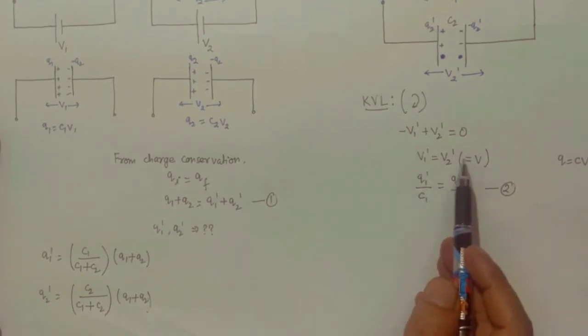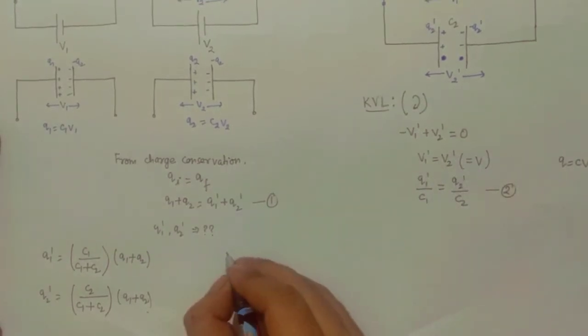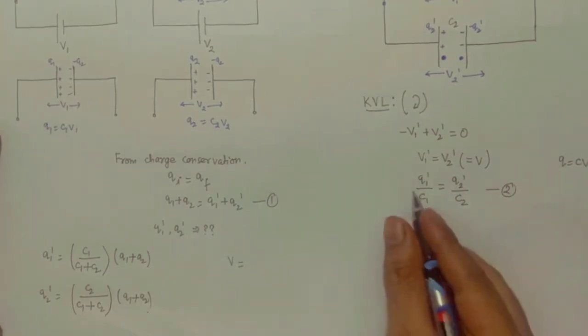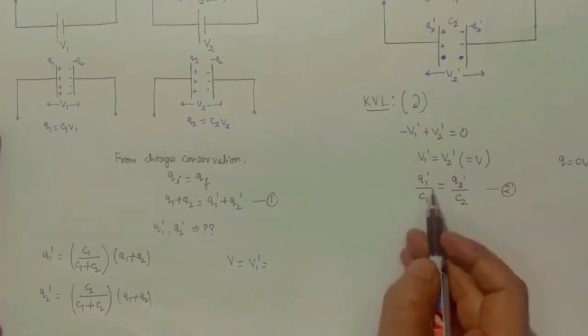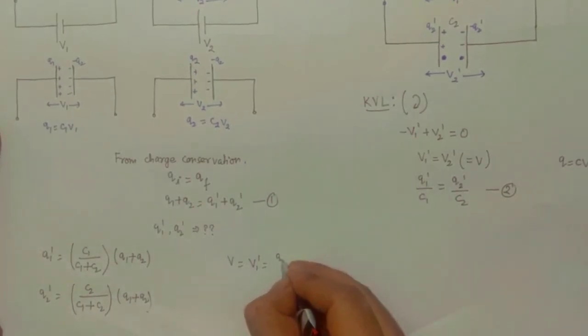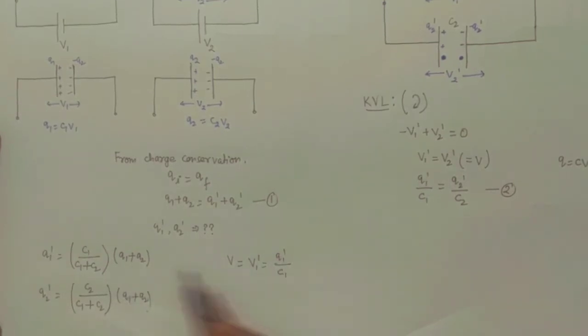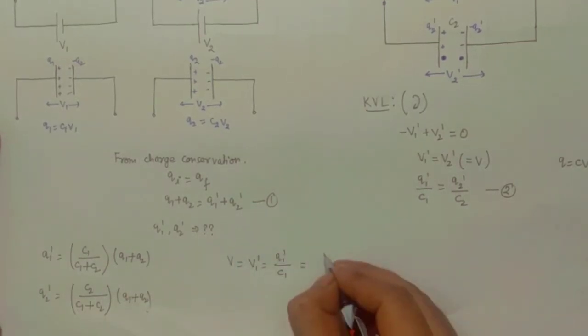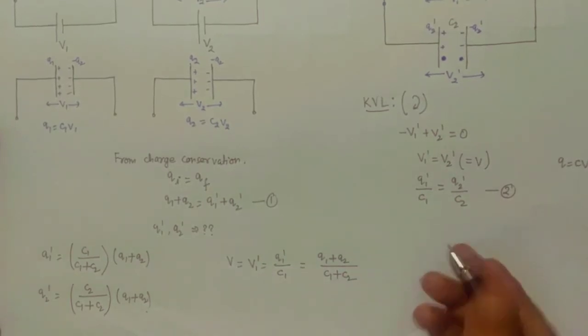Sometimes they ask to find the final common potential. So for finding the final common potential, that is V, and V is equal to V', V1', and V1' is equal to Q1'/C1. So from here put the value of Q1', so C1 will cancel out, so the final potential difference between the plates of the capacitor will be (Q1 + Q2)/(C1 + C2).